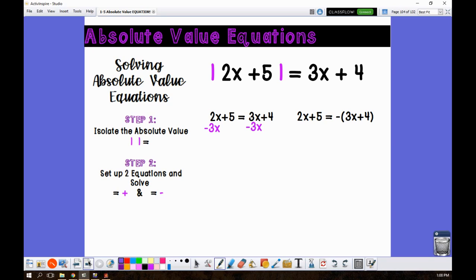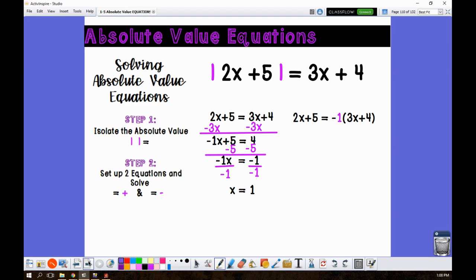Solve on the left side, minus 3x from both sides. That's going to give me negative 1x plus 5 is equal to 4. Minus 5 from both sides, negative 1x is equal to negative 1. Divide by negative 1 on both sides, x is equal to 1.